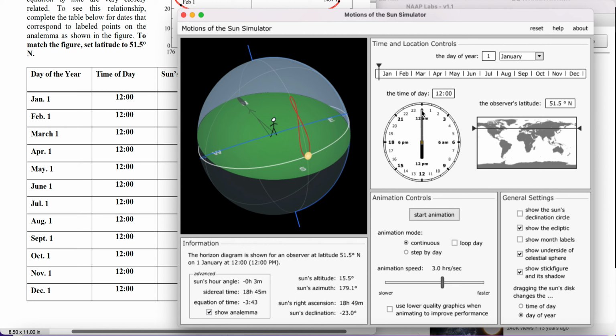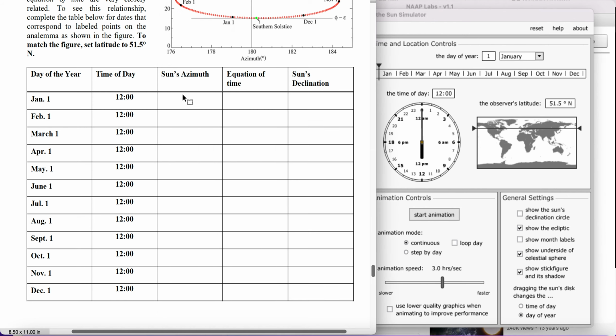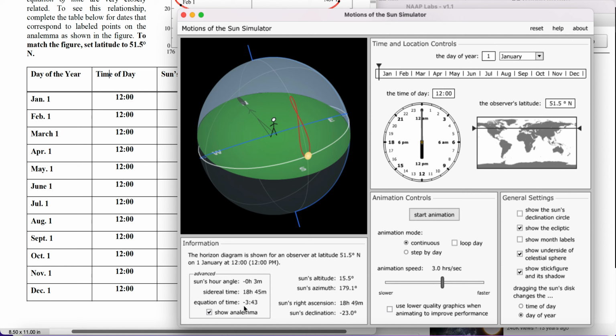This is a 24-hour clock, so there won't be any confusion about whether this is 12 a.m. or p.m. This is noon, 1200, as opposed to 2400. And then we're just going to read off information. Sun's altitude, 15.5. Sun's azimuth, 179.1. Actually, it didn't want the altitude, just wants azimuth, and there's a reason I asked for these particular values. And then equation of time, which is right over here: -3 minutes and 43 seconds.